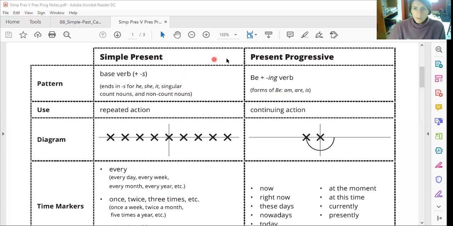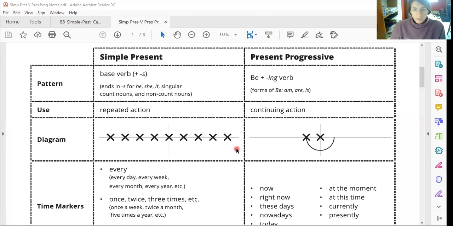So we make the simple present and the present progressive a little differently when we write and when we speak. Then when we use them: we use simple present for repeated actions, okay? These are habits, things we do regularly, okay? And we use the present progressive for a continuing action, okay? Something that started a little bit before now and is happening now and will probably continue a little bit into the future. But the main thing is it is happening right now, as in I am speaking to you right now.